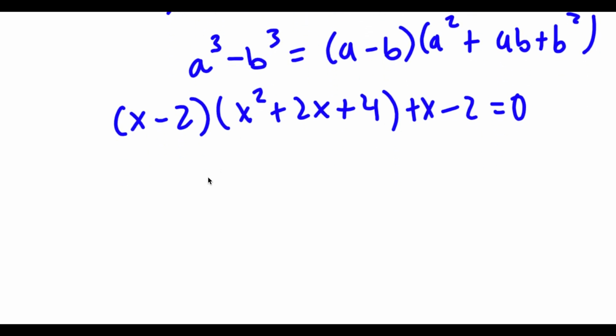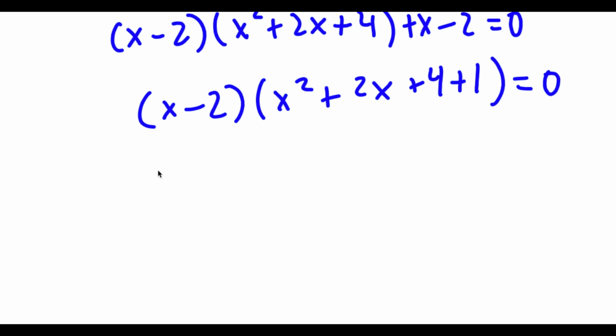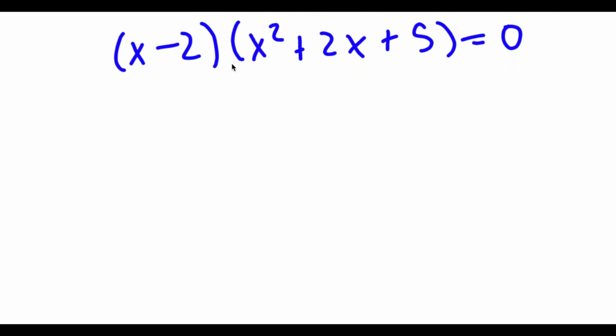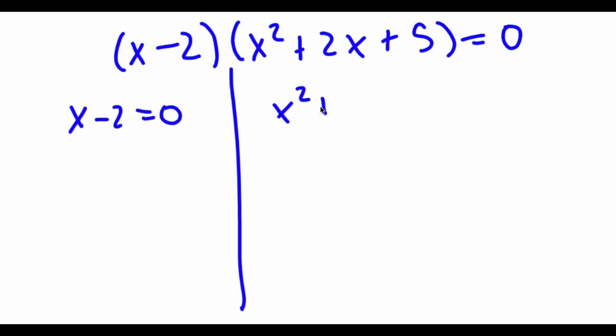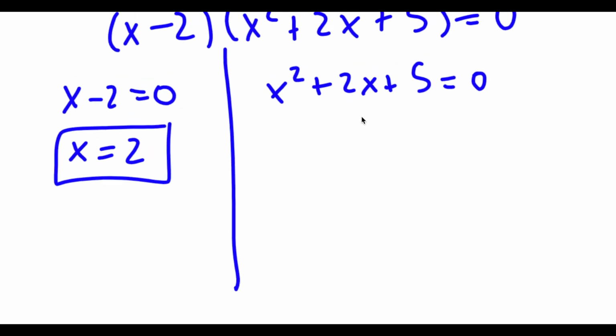So now if I factor out x minus 2, I get x minus 2 times x squared plus 2x plus 4 plus 1 is equal to 0, which is the same thing as x minus 2 times x squared plus 2x plus 5 is equal to 0. So now to solve this, I have two equations. I get x minus 2 is equal to 0, and x squared plus 2x plus 5 is equal to 0. So for x minus 2 equals 0, x is obviously equal to 2, so this is one solution.